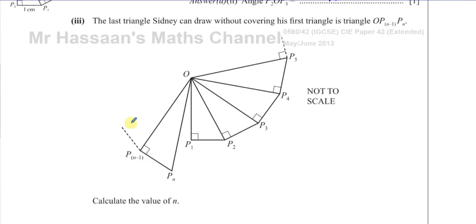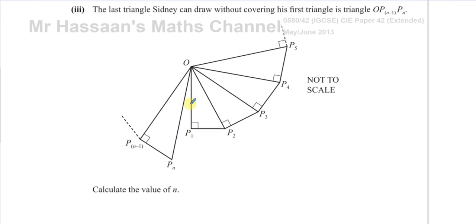Then it says the last triangle Sydney can draw without covering his first triangle is the triangle O P(n-1) P(n). Okay, so this is the first triangle, the second triangle, the third triangle, the fourth triangle. So this is going to be the n-1th triangle, because n is that number there. P1 is the first triangle, P2 is the second triangle, P3 is the third triangle, and so on. So this will be the n-1th triangle.